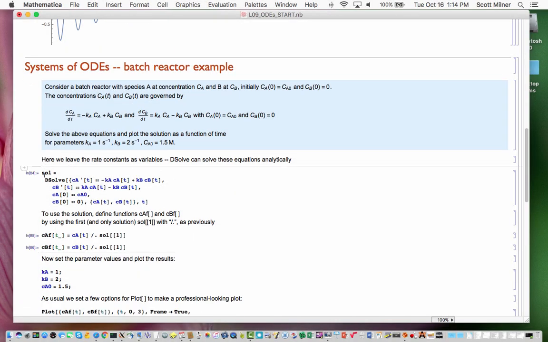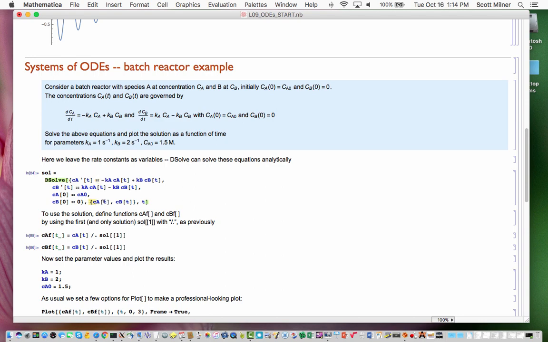So here I'm going to use DSolve to solve those two equations, and I write out the equations and the initial conditions in a list right here. This is the differential equation describing the time evolution of Ca. This is the differential equation for Cb. This is the initial condition for Ca and the initial condition for Cb. It's a list in curly brackets, each element separated by a comma. Each equation has double equals. That's what's used always in writing equations in Mathematica.